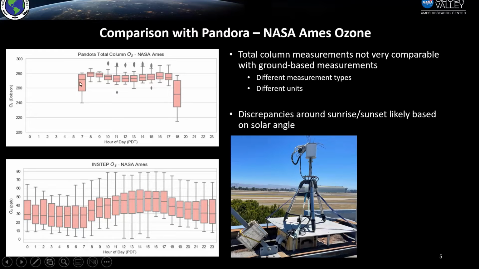I do want to point out too, we see much larger ranges of concentrations from the Pandora on the outermost columns of each, so for measurements taken at 7 a.m. and also at about 6 p.m. We do think that has to do with the solar angle being a bit off during those hours, and that's why we're seeing some differences there. So as we continue into our analysis, we'll have to look at that as something to maybe correct.